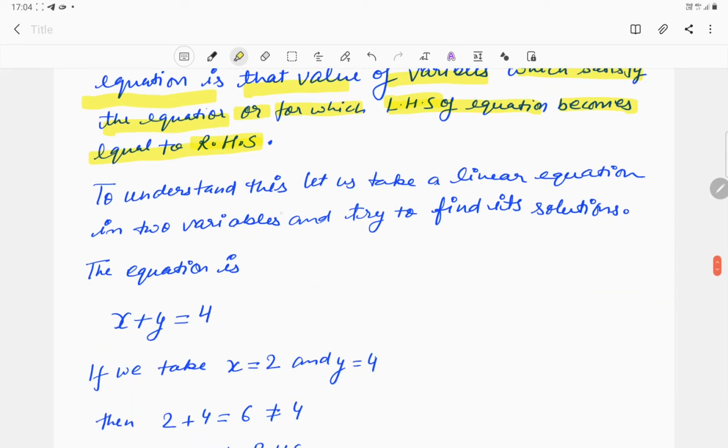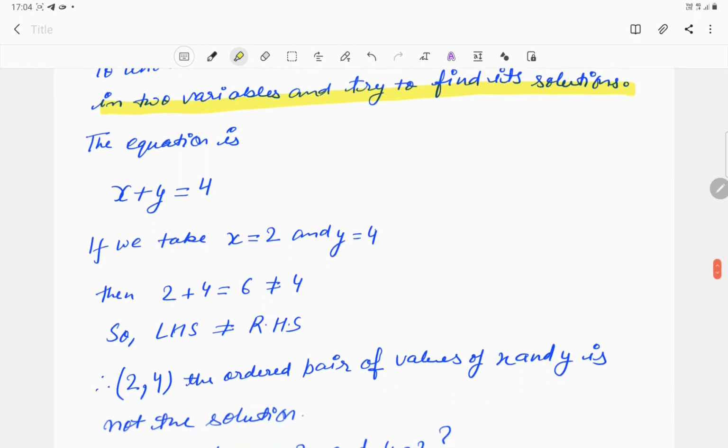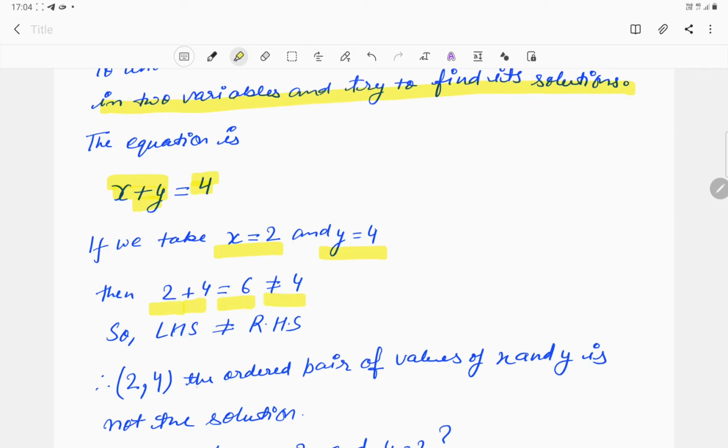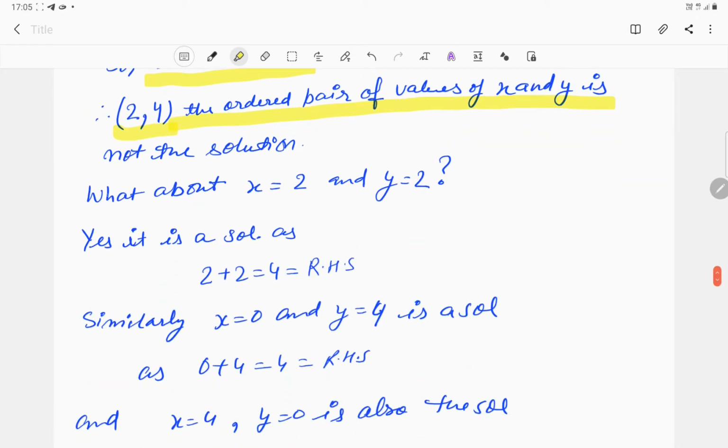To understand this, let us take a linear equation in two variables and try to find its solution. The equation with us is x plus y equals 4. If we take x equals 2 and y equals 4, we get 2 plus 4 equal to 6. But 6 is not equal to 4. So it means left hand side is not equal to right hand side. So what are these values 2 and 4? The ordered pair (2, 4), the ordered pair of values of x and y, is not a solution.